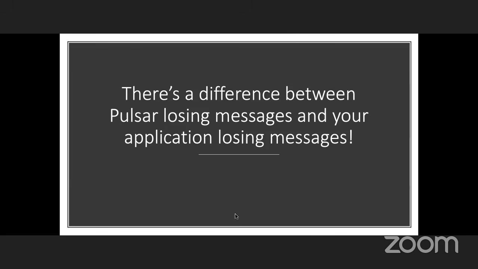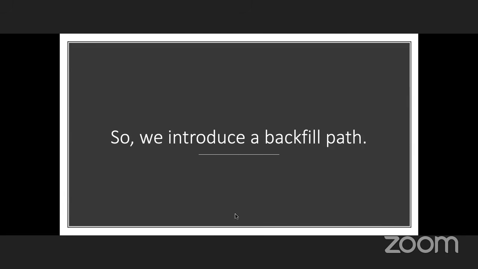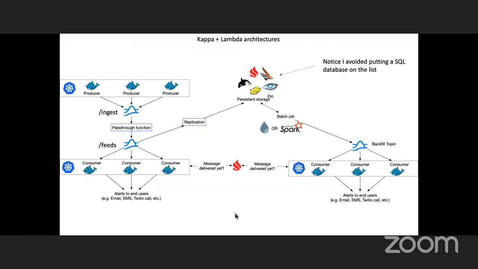There are a lot of different reasons why you might want to be able to utilize a backfill path, which is what we'll introduce. So we take that same pattern that we saw on the left with the pass-through function, and we're introducing a replication function. And what we're doing is we're replicating data. In this case, we're taking from the feeds topic, and we're replicating it to a persistent storage.